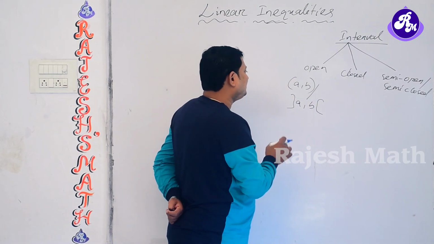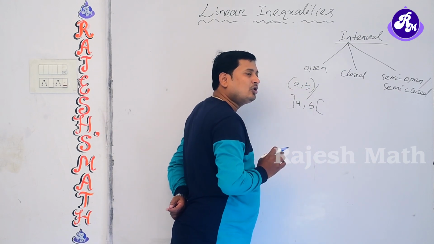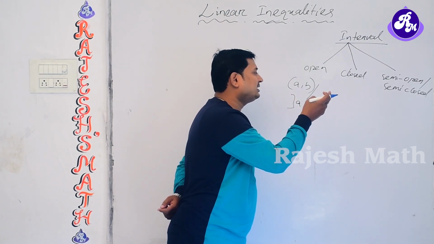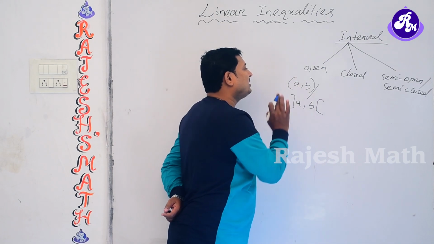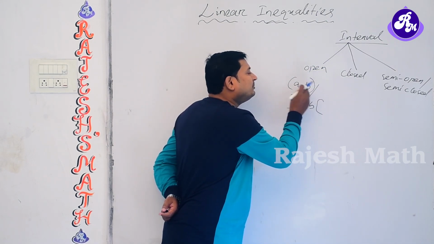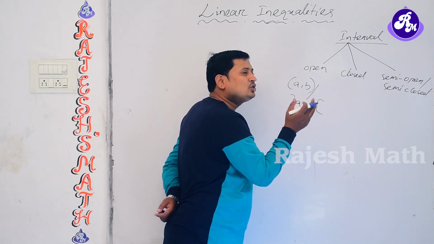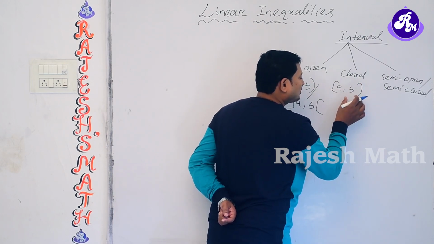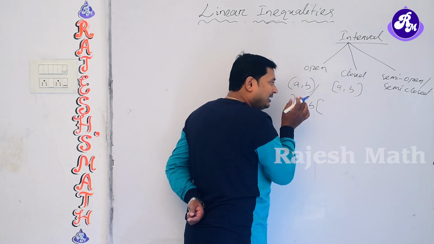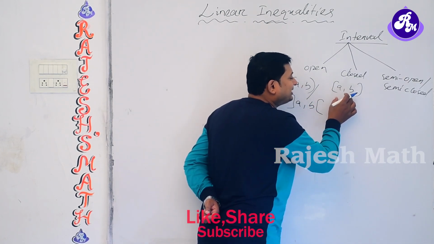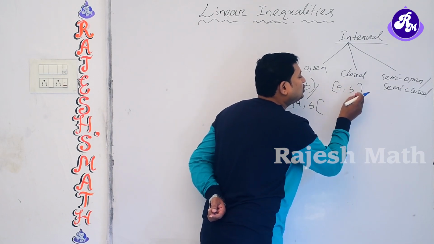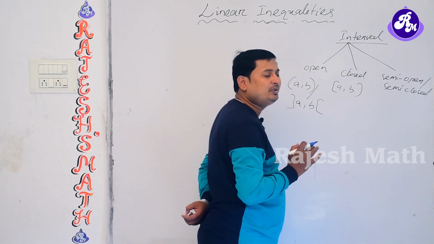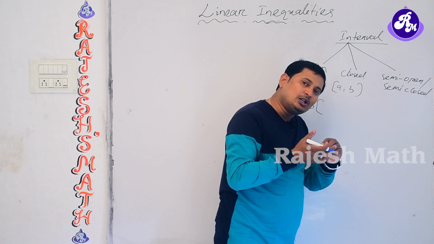What does it mean? It means a cannot be counted and b cannot be counted, but in between a and b, all the natural numbers, all the integers, all the whole numbers and all the decimal numbers are counted. But a and b cannot be included, that is, a and b should be excluded. Then what is a closed interval? Suppose I have taken a, b within the square bracket, then it is called the [a, b] closed interval. It indicates all the numbers from a to b will be included. A will be included, b will also be included.